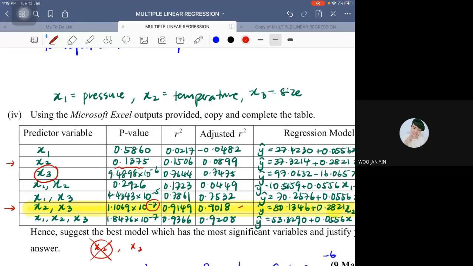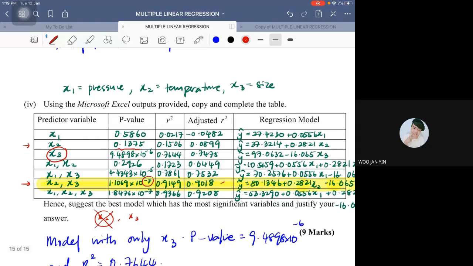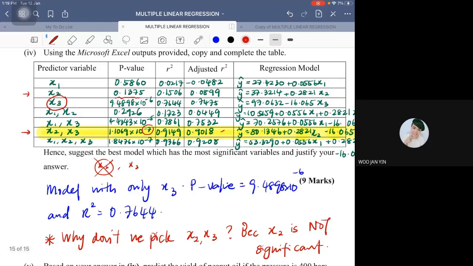Okay, so I know that sometimes when we look at the model, this one is going to be the smallest p-value, this one is going to be the highest, but you still have to check individually which variable is significant or not. Any variable that is not significant should not be in our model. So for this case, we are going to pick only the model with x3. That is going to be our best model. Okay.